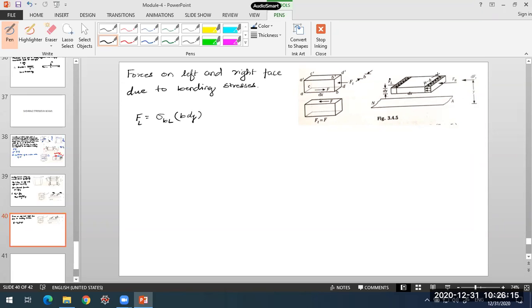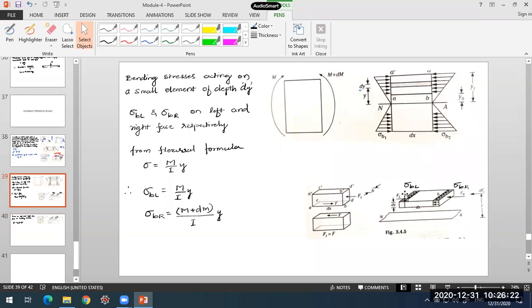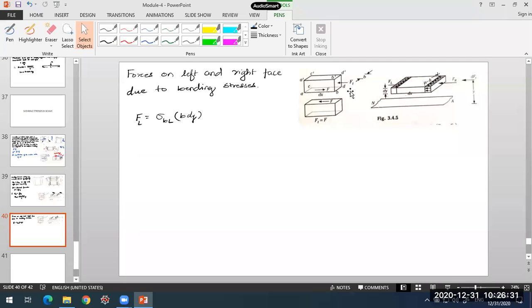So this stress sigma BL is the stress acting on the left face. That stress multiplied by the area of the cross section, B into dy, tells you the force on the left face, FL. Similarly, the force on the right face can also be found. Here sigma BL is M by I into y, into B into dy. So this is the force which is acting on the left face. And similarly on the right face.